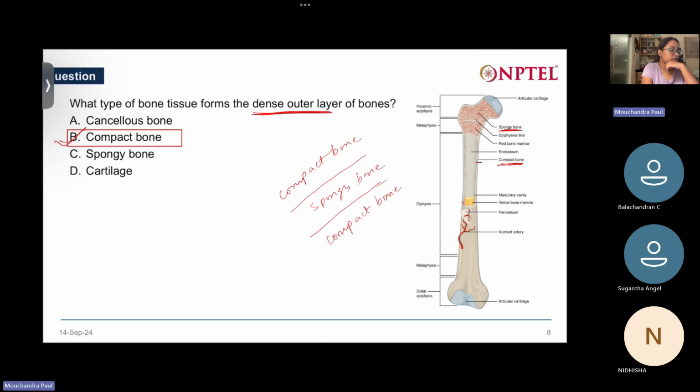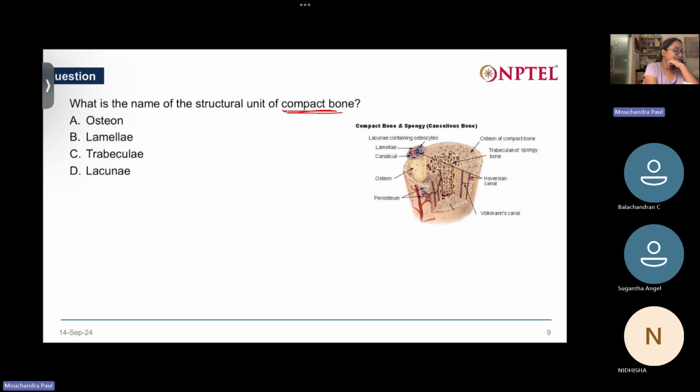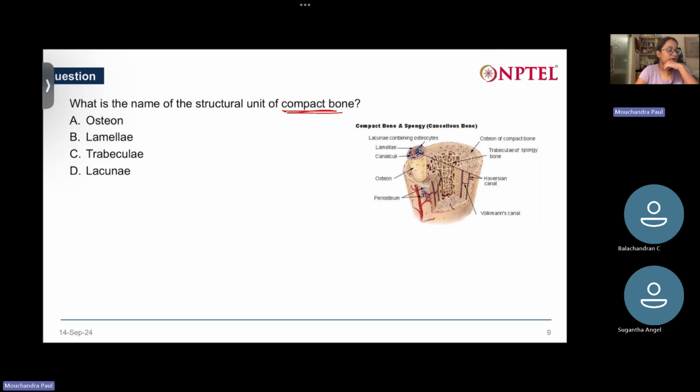So, what is the name of the structural unit of compact bone? Osteon, lamellae, trabecular, lacunae. D, lacunae. Actually, the structural unit is called osteon.